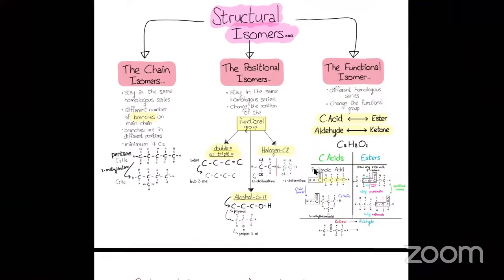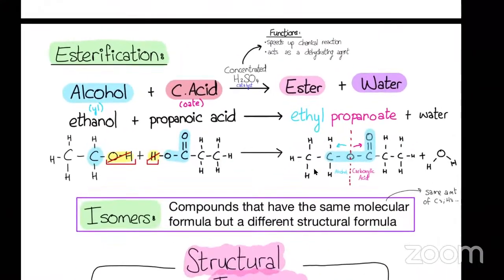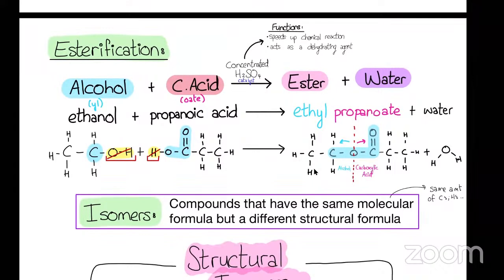Okay, let's continue, right? Remember last week we discussed esterification. We said that esterification is basically the creation of an ester, and an ester is made up of an alcohol plus a carboxylic acid. The catalyst in this reaction is concentrated H2SO4, and it has the following functions. It speeds up the chemical reaction and acts as a dehydrating agent.